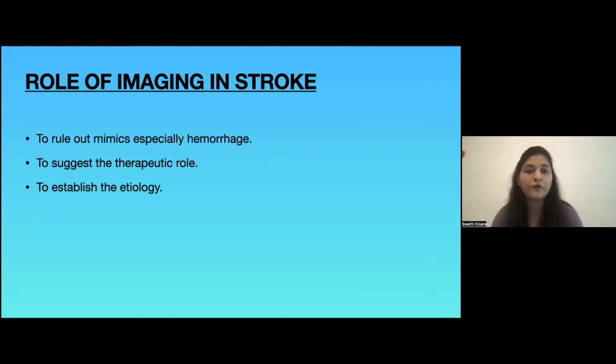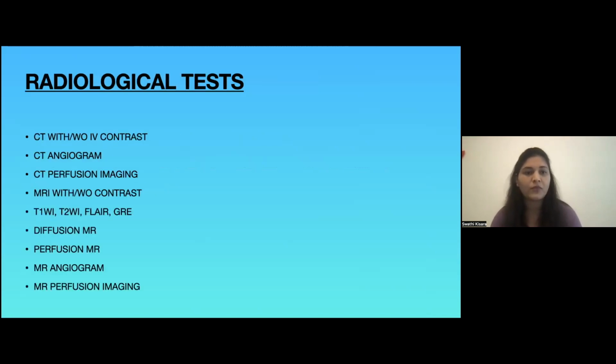So what is the role of imaging in stroke? Imaging plays a very important role in ruling out the mimics, especially the hemorrhage. And they also suggest the therapeutic role, and they can also establish the etiology of the stroke. The following are the various radiological tests that are employed in identifying the stroke etiologies.